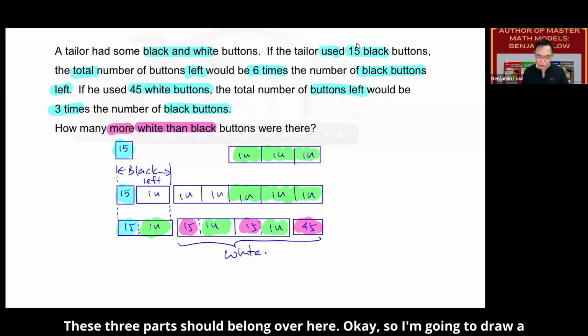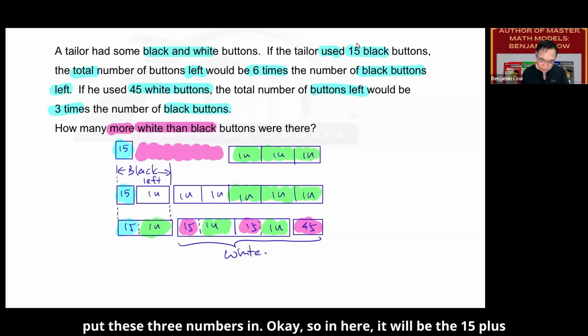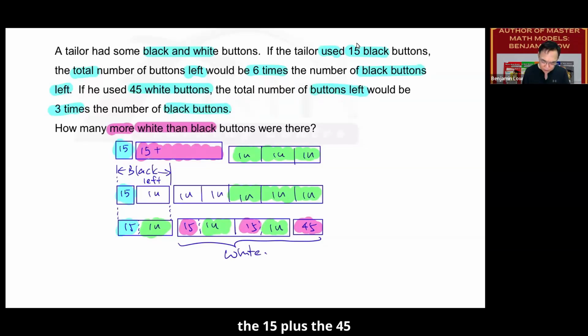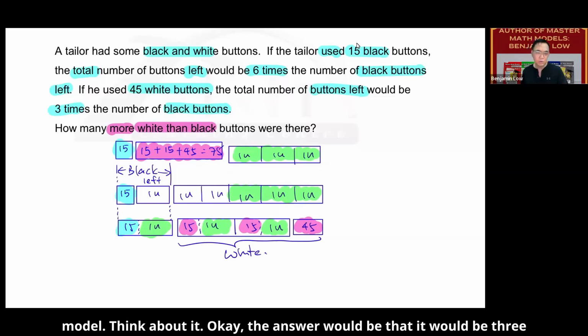These 3 parts should belong over here. Okay, so I'm going to draw a model that I'm going to put these 3 numbers in. Okay, so in here, it will be the 15 plus the 15 plus the 45. That will give me 75. Here comes the important question. How many units is 75? Look at the model, think about it.